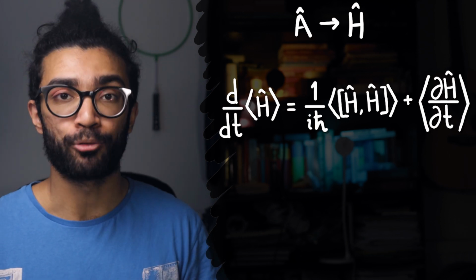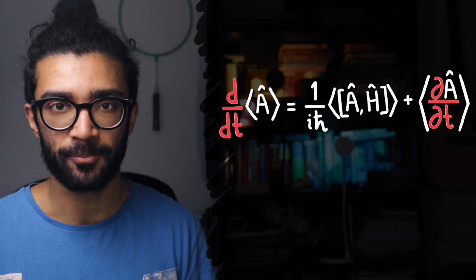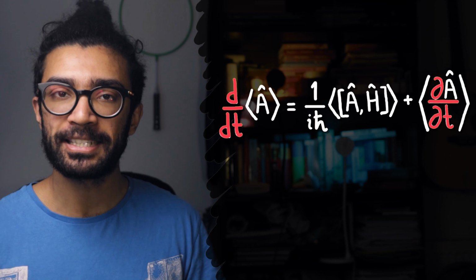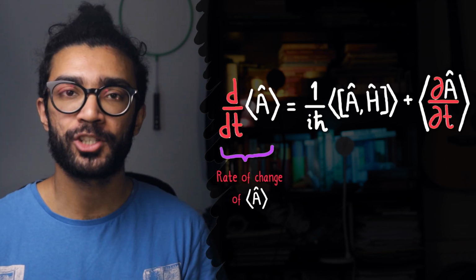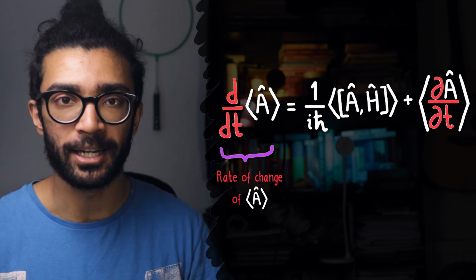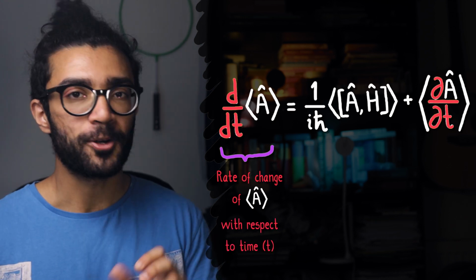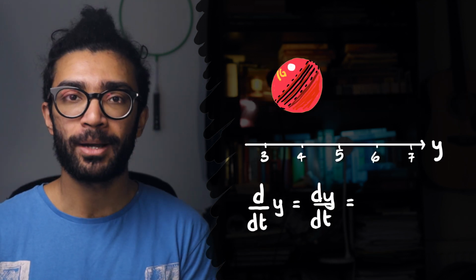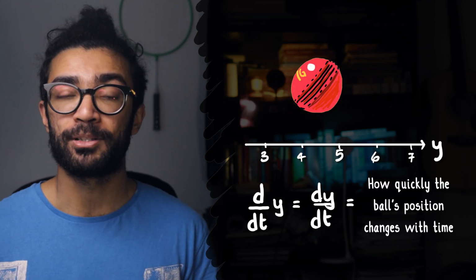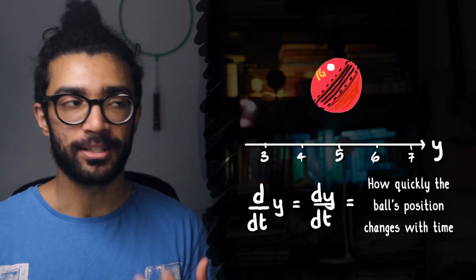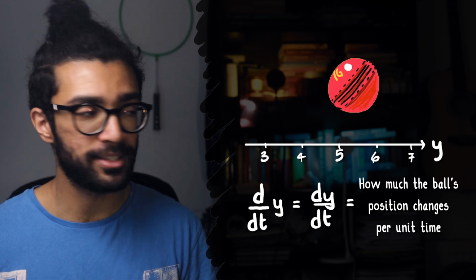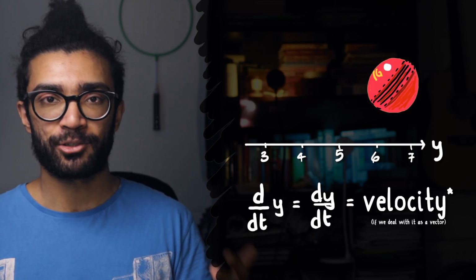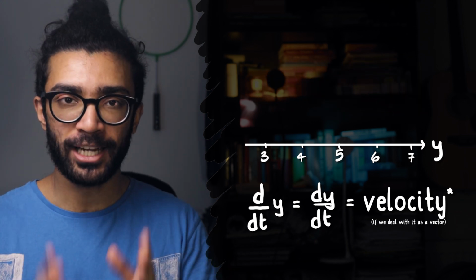Now, one more thing we need to take a brief look at is this, d by dt. Many of you will have come across differentiation, or calculus in general, before. But basically, d by dt just tells us that we're looking at the rate of change of whatever quantity comes after d by dt with respect to time. For example, if we say that in classical physics, y is the position of our cricket ball, then dy by dt is a measure of how quickly that position changes with respect to time. Or in simpler words, how much that ball's position changes per unit time. It's actually a measure of that ball's speed.